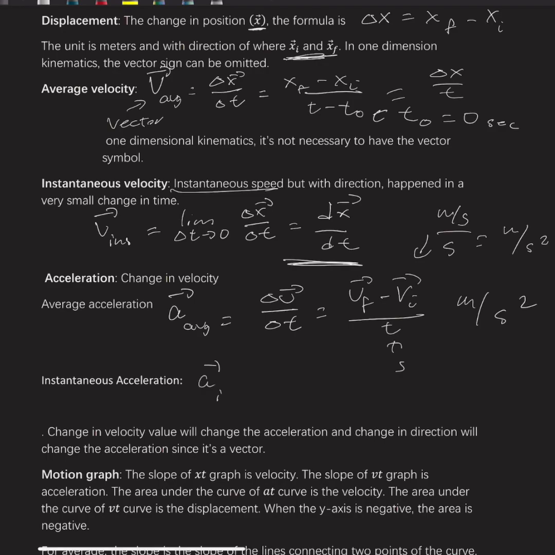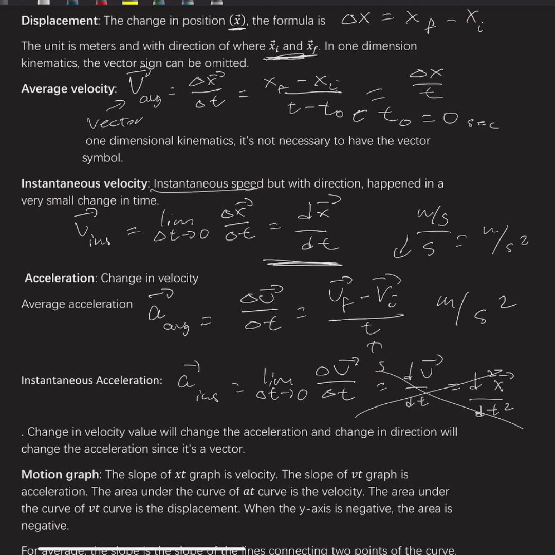The instantaneous acceleration is the limit as delta t approaches 0 of delta v over delta t, which is equal to the derivative of velocity with respect to time, which is equal to the second derivative of position with respect to time. Don't need to worry about these two, don't worry. They're the calculus notation. They're just the definition of instantaneous.